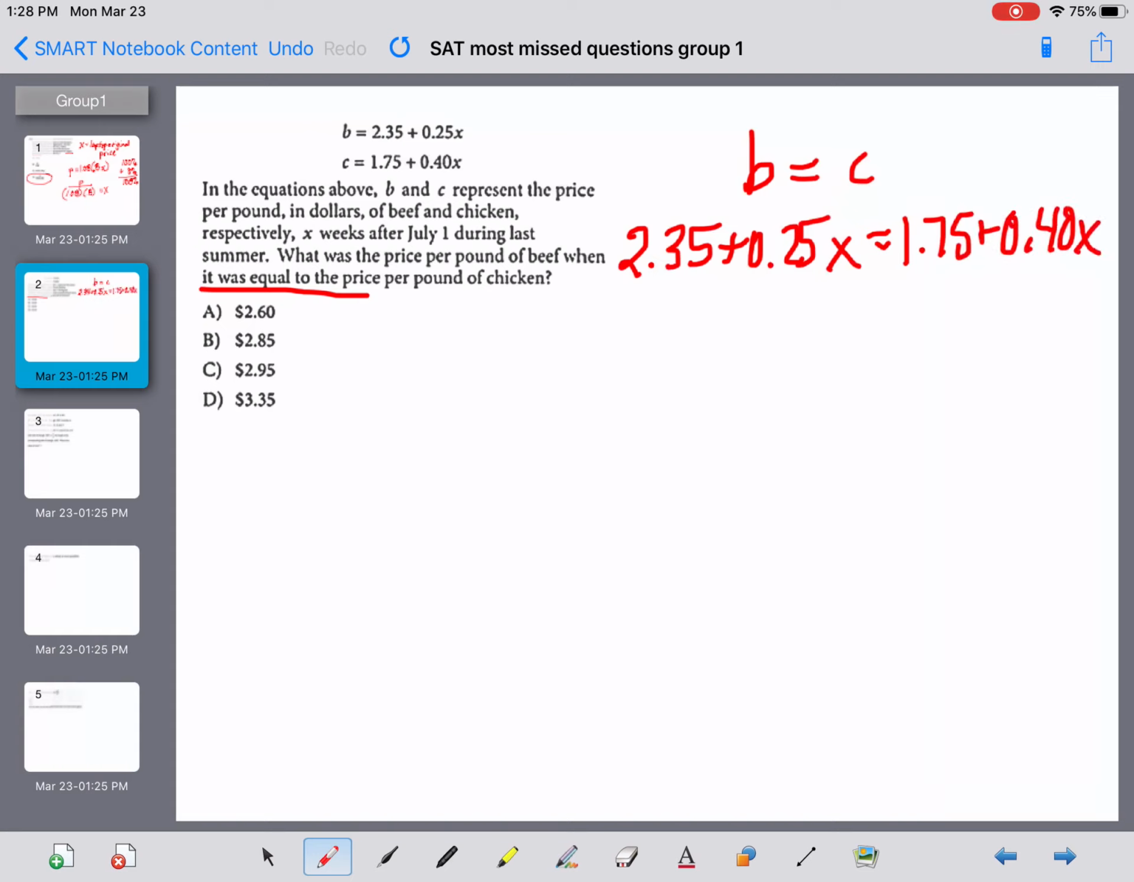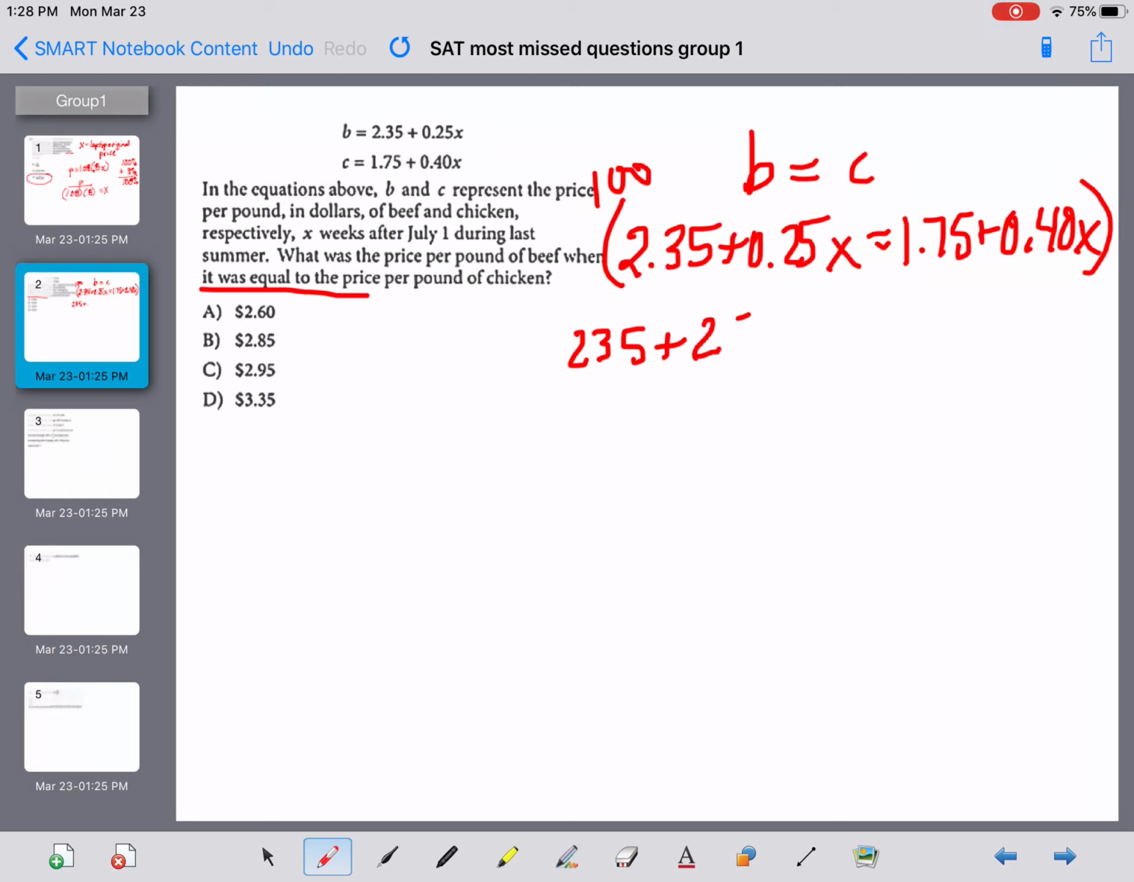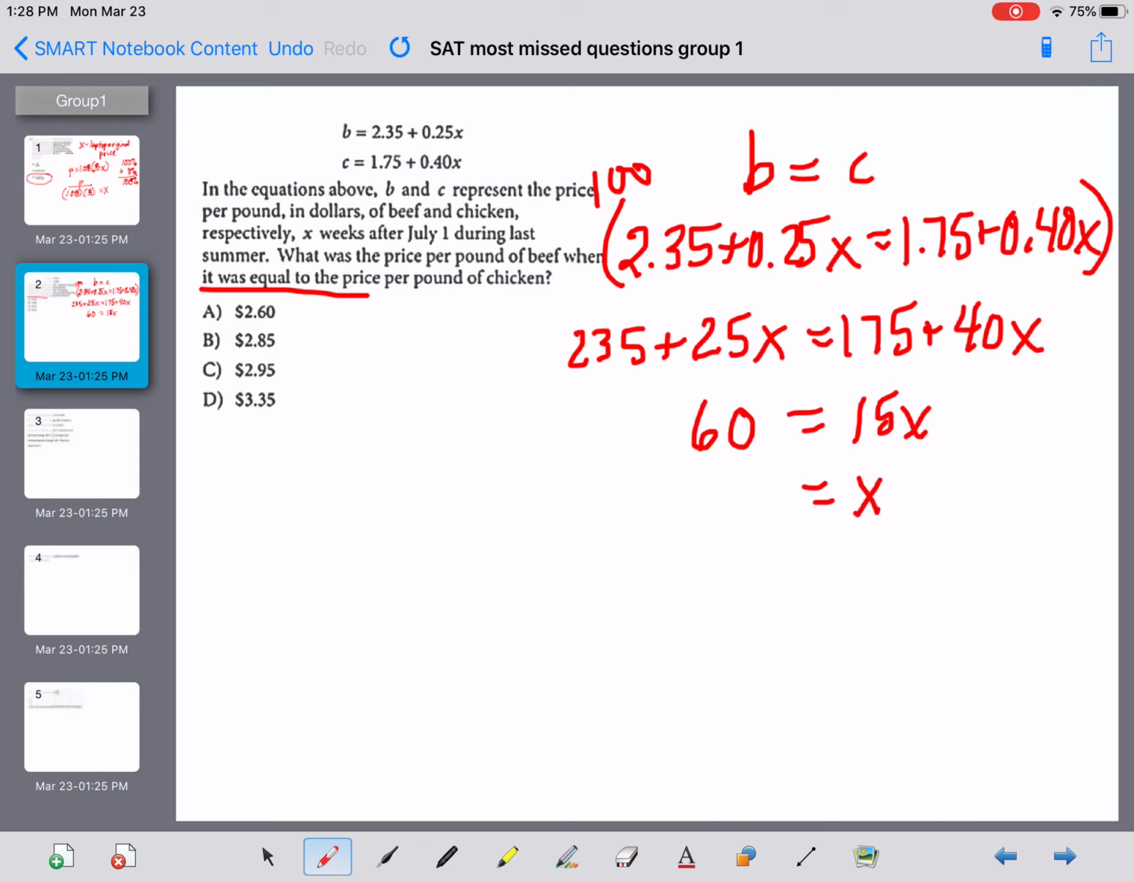Now, if you're like me, I don't care to work with decimals, so I'm going to multiply my whole equation by 100 to get rid of them. That gives me 235 plus 25x equals 175 plus 40x. So solving here, if I subtract 175 to the left, I'm left with 60. If I subtract 25x to the right, I'm left with 15x, and x equals 4.